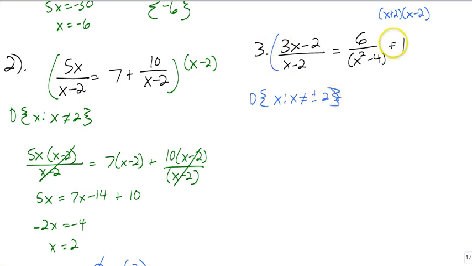So my LCD here is going to be an x plus 2 and an x minus 2, because that's all I need to multiply by to get rid of my fractions. So you're looking for what will cancel out the bottoms of the fractions. That will cancel out both of this and that.